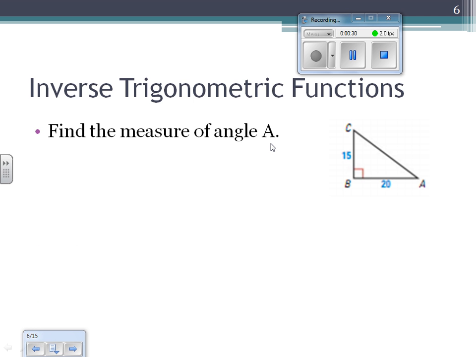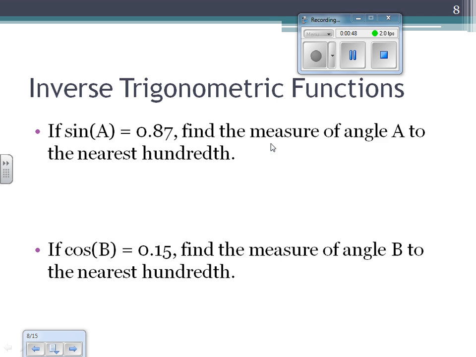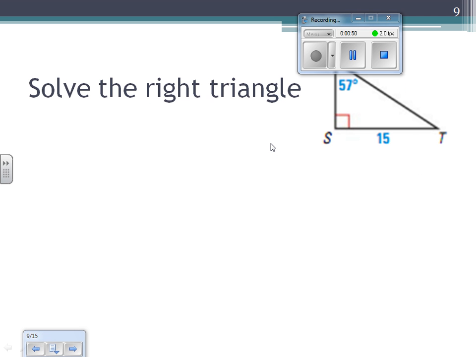Then we went through how to find the inverse functions. Once again, highlight whatever angle you're looking for. Write your sides: hypotenuse, adjacent, opposite. Choose the correct one using SOHCAHTOA, whether it's sine, cosine, or tangent, and then plug it in and solve, okay? Today what I wanted to start with was solving right triangles.